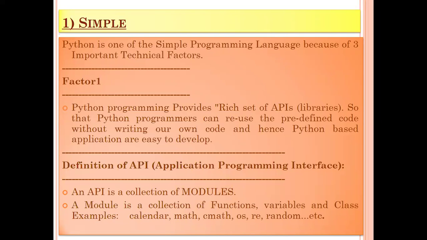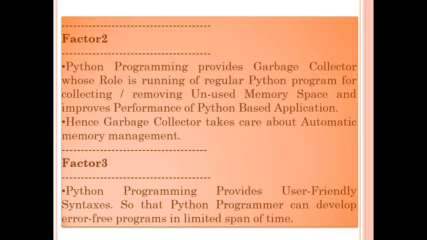Now, second factor. First factor is okay. It provides a rich set of APIs, and APIs are the Application Programming Interface. The second factor is it provides the garbage collector facility. Now, what actually is the garbage collector facility? Python provides the garbage collector whose role is running regularly in the Python program for collecting or removing the unused memory space.